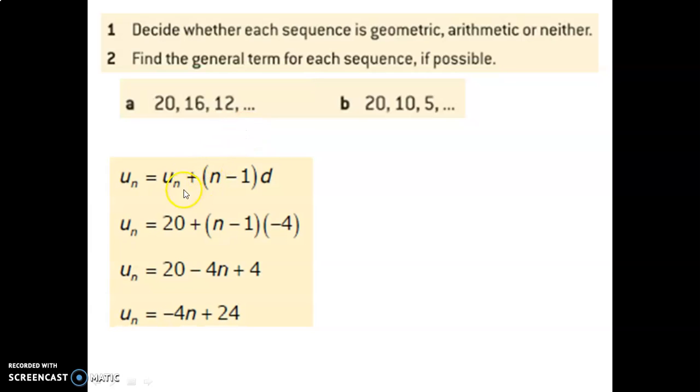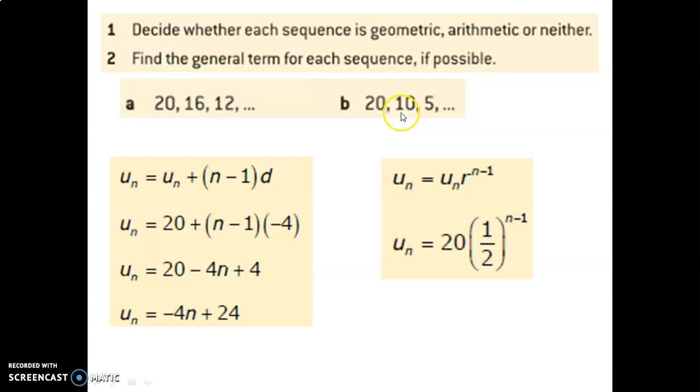Well, that one is arithmetic. We see it's going down by 4 every time. So here's our general term of an arithmetic sequence. That's our rule for arithmetic, right? Plug in what you know. 20 is your U1. Negative 4 is our D value. It's going down by 4. And you simplify that into this rule here, a linear rule. Remember, arithmetic is linear, so we can see a linear rule here. A slope of negative 4, a y-intercept of 24. Try B.